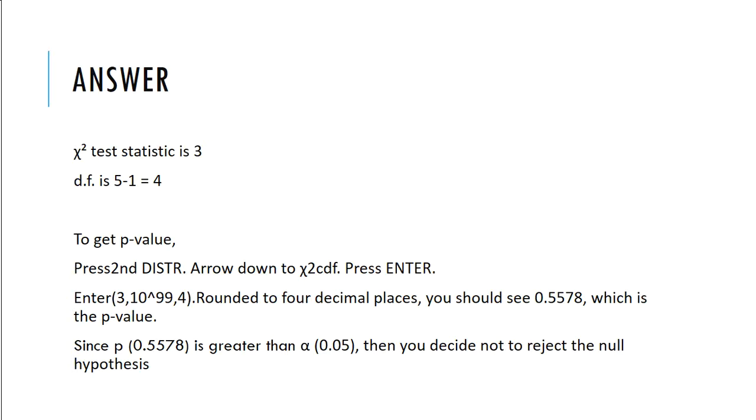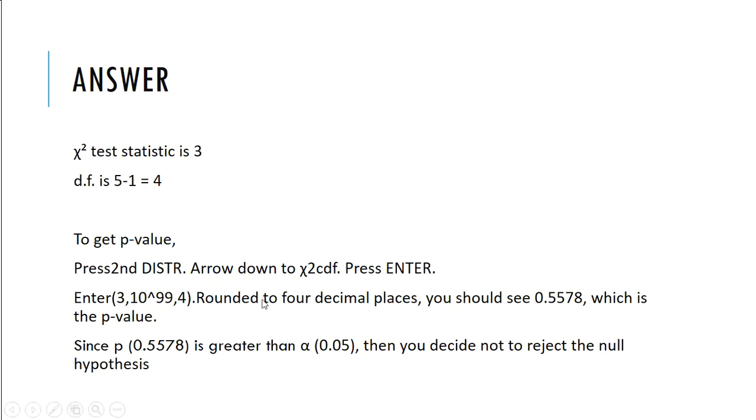positive infinity. Why am I doing positive infinity? Because of the chi-square distribution. Comma 4, which is my degrees of freedom, and then I hit enter. And then I get my p-value is 0.5576. So remember I said before, I'm going to test this at a 5% level of significance.